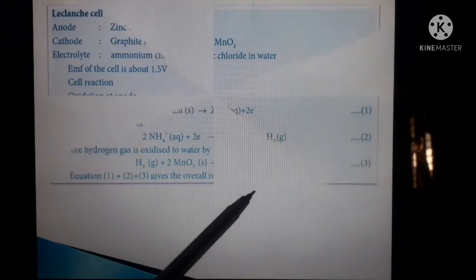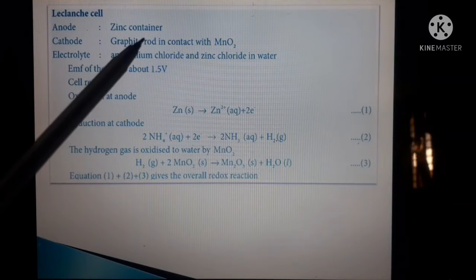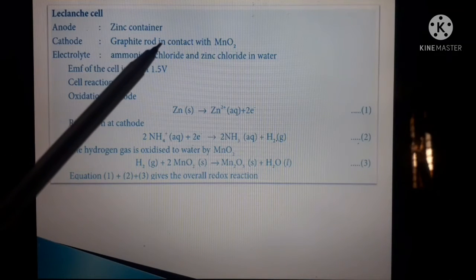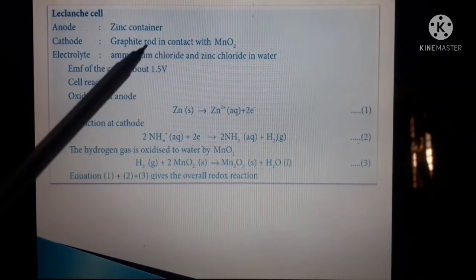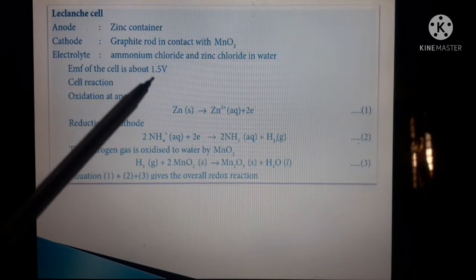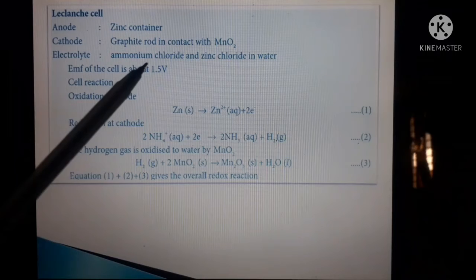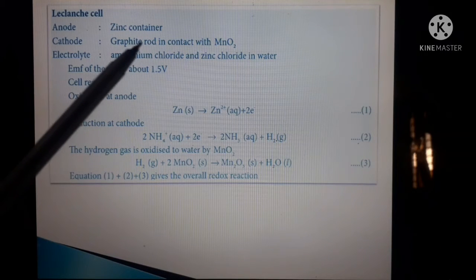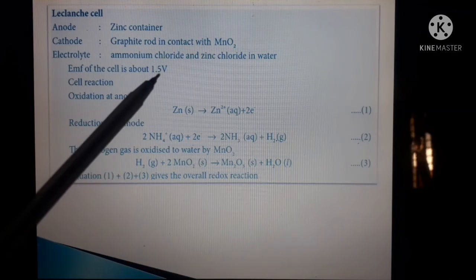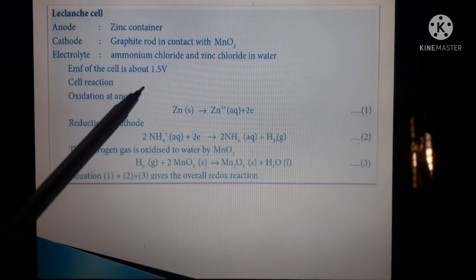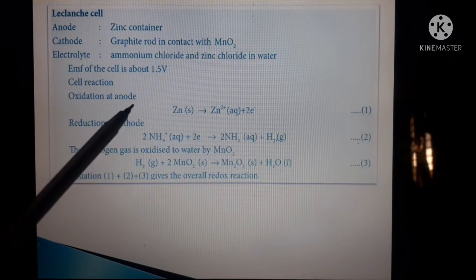Next, the description of the dry cell, the Lagrange cell. Anode is the zinc container, cathode is a graphite rod in contact with manganese dioxide powder mixed with graphite. Already you know very well, the dry cell. Electrolyte is ammonium chloride and zinc chloride mixed in water. This is the combination of ammonium chloride and zinc chloride. EMF is 1.5 volt. You know very well, pencil cell or torchlight cell, the voltage is 1.5 volt.